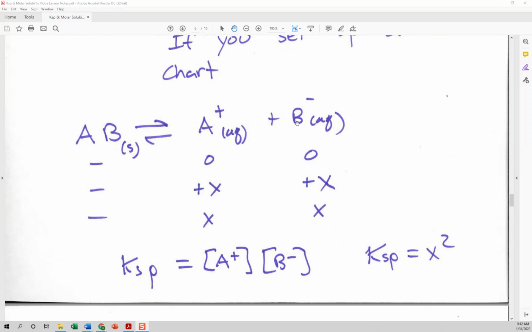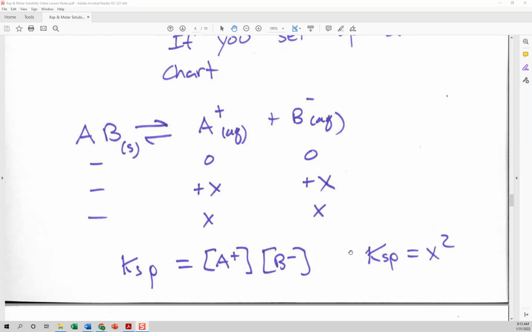And because they're both 1-to-1 ratios with the compound AB, each ion, 1 A plus for every 1 AB, 1 B minus for every 1 AB, X in this chart would represent the molar solubility. It would represent the concentration of A plus at equilibrium. It would represent the concentration of B minus at equilibrium, but it would also represent the molar solubility of AB, okay? So if you set up a Rice chart for a KSP equation and you get your equilibrium concentrations in terms of X, and you plug that into the KSP expression, what X will represent is the molar solubility of the compound, and KSP is obviously the solubility product.